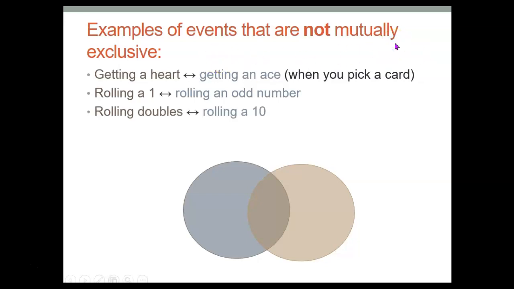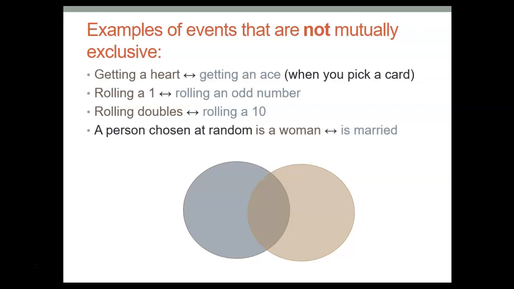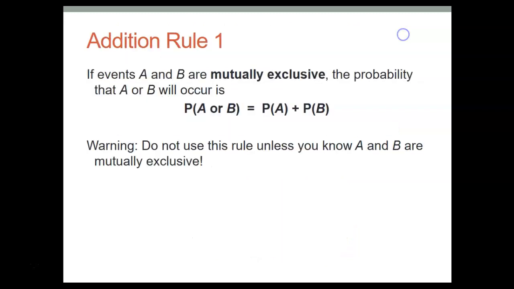Rolling doubles and rolling a 10. If the dice come up 5, 5, that counts as doubles, and it also counts as rolling a 10. A person chosen at random is a woman, is married. If the person is a married woman, those are both true, so there is some overlap there. So the reason this matters is that we have two separate rules depending on whether we're talking about things that are mutually exclusive or not.